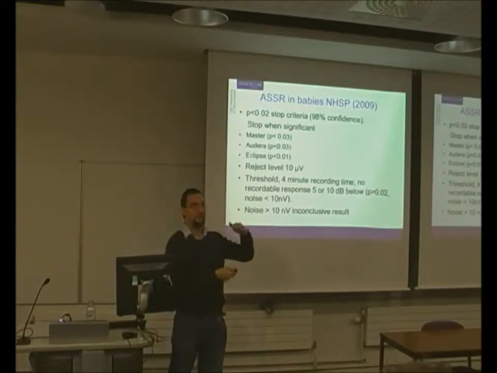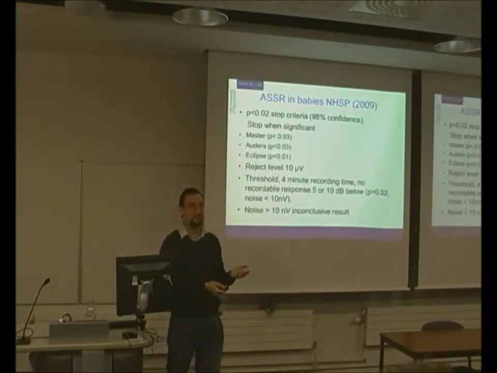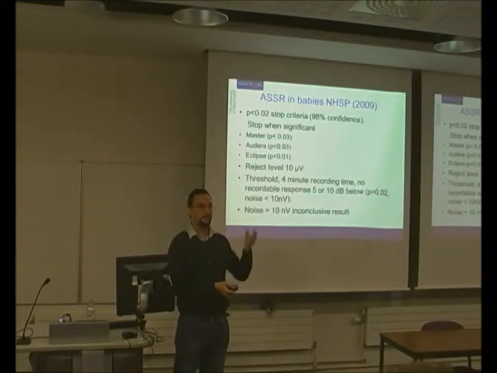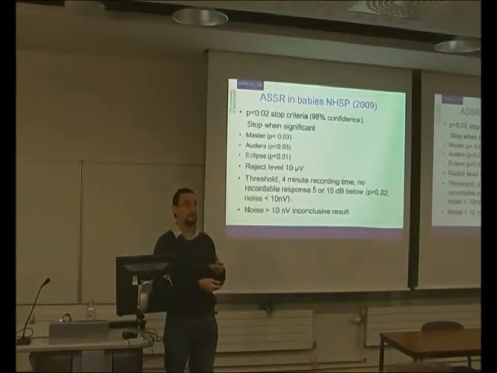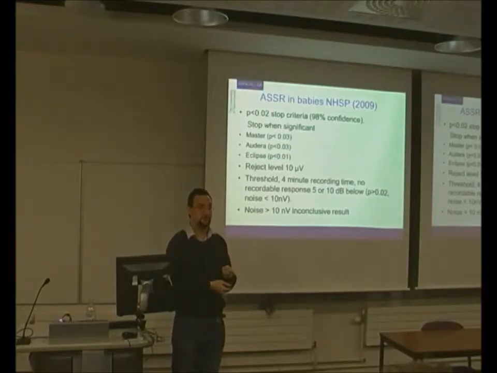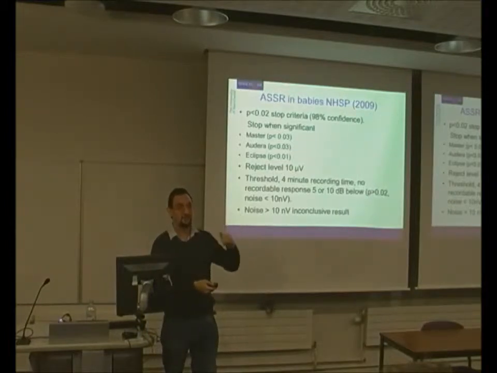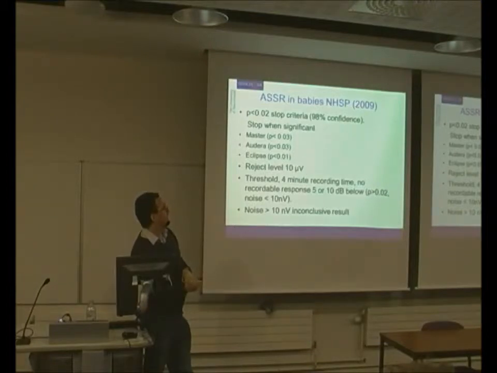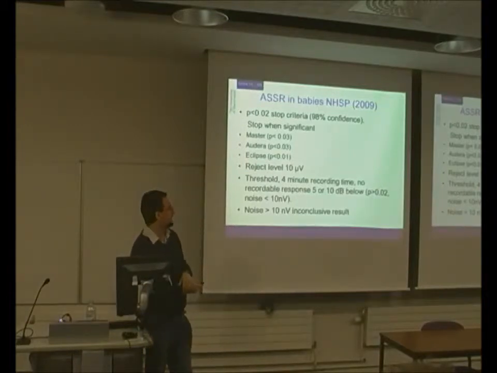If the response is much higher than the noise, say for a nice high level stimulus, then we can stop the test very early and we can be sure it's there. As we get closer and closer to threshold, the amplitude diminishes, so we might need a bit longer for the response to appear significantly above noise, because in recording, as we increase recording time, the noise gradually averages away, and we'll see that in some slides a bit later. So they recommend a 4-minute recording time and then no recordable responses below a particular level to make sure you've found the lowest level you can detect, and p of 2%.